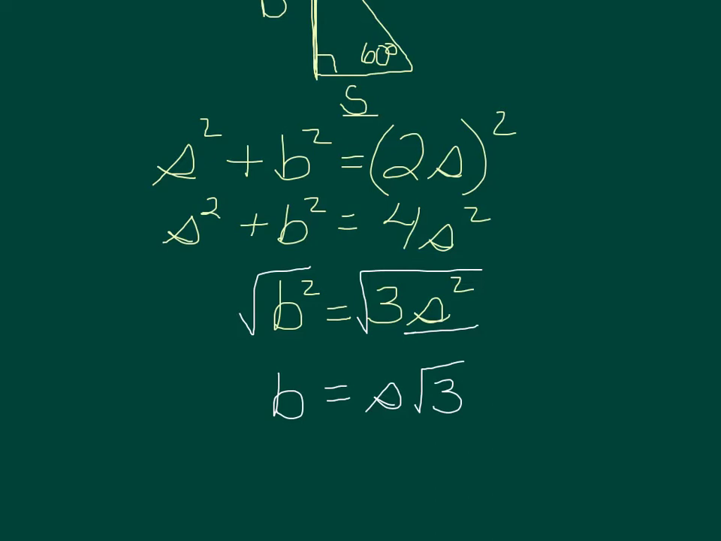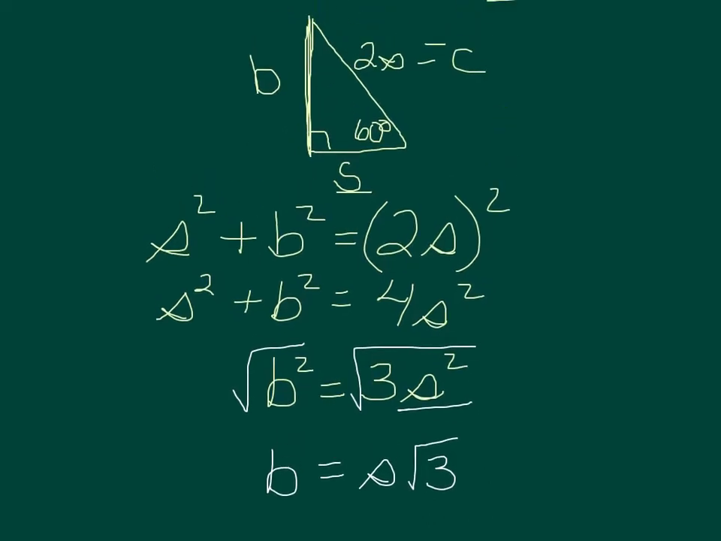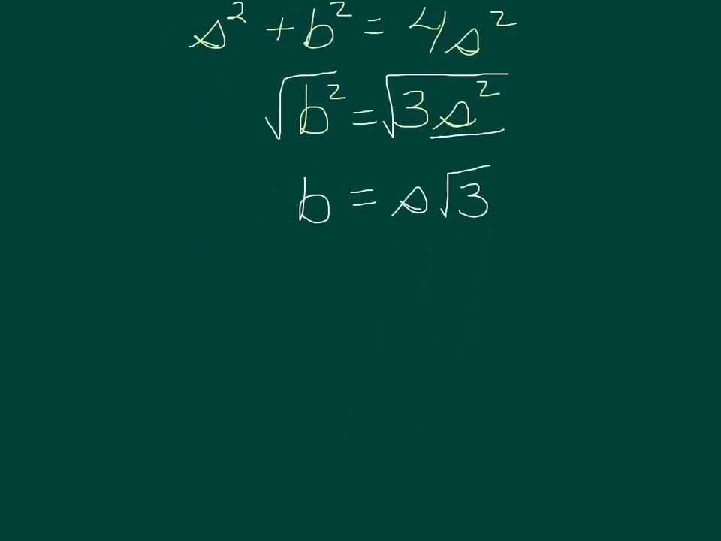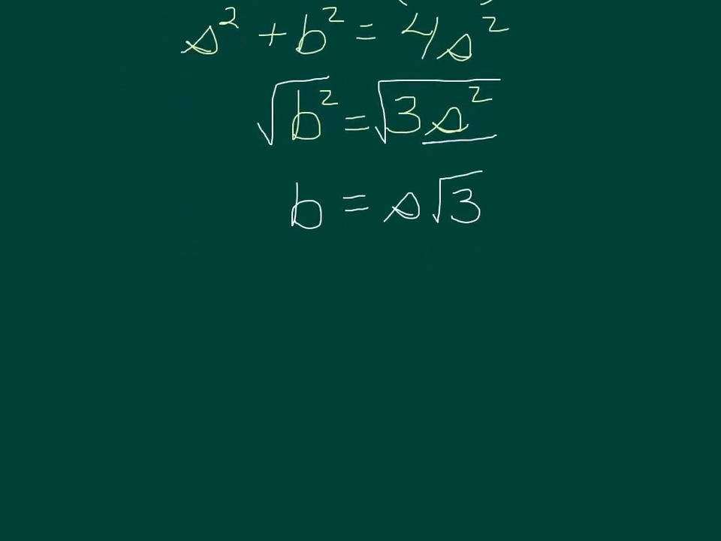So that allows me then to come back up here, and I can say that b is equal to s square root of 3. And so therefore, I can redraw my triangle here.